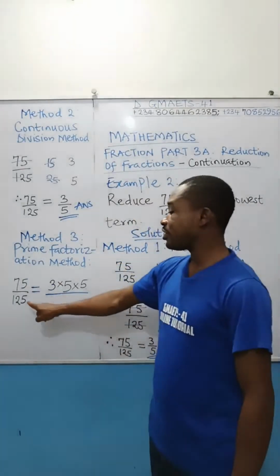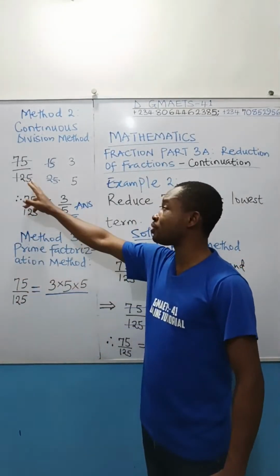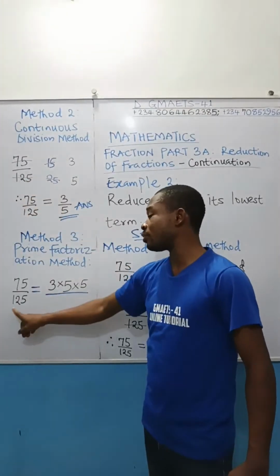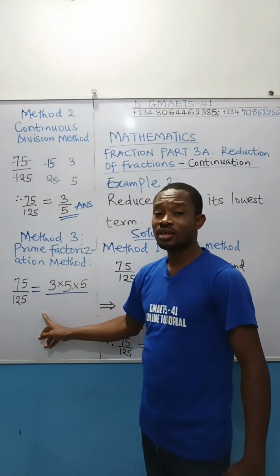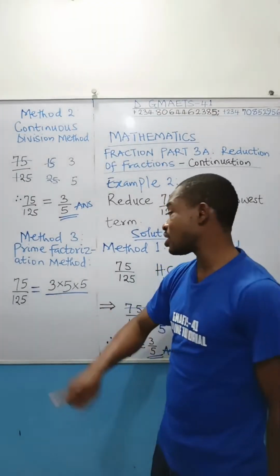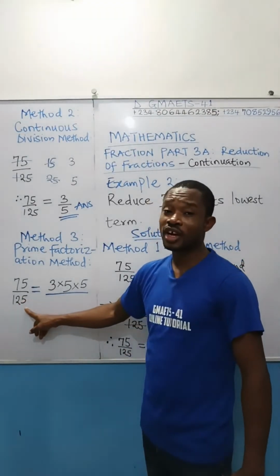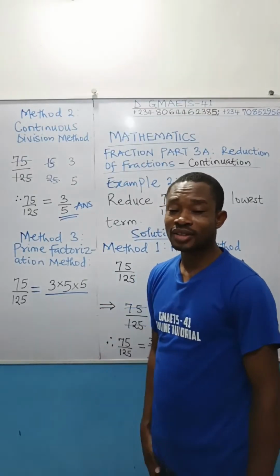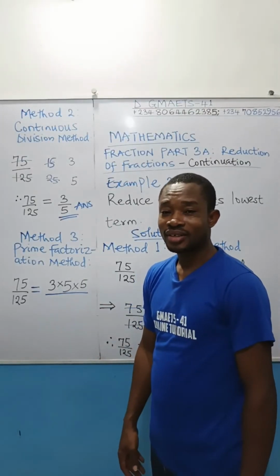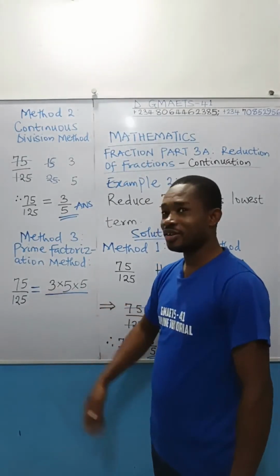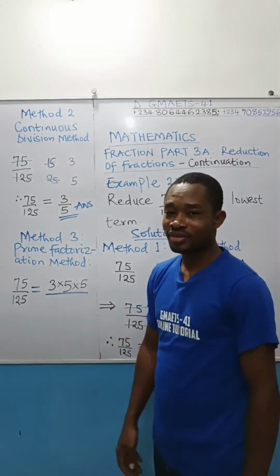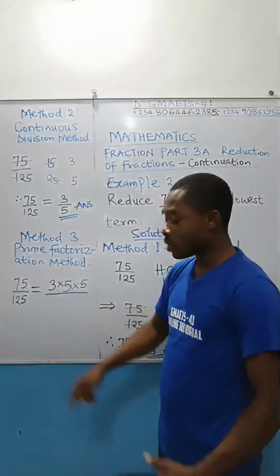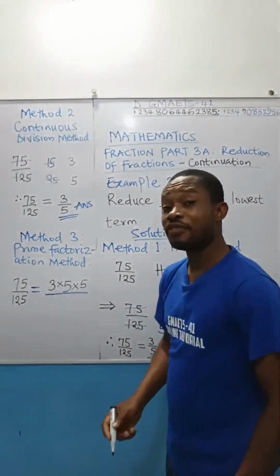So 2 cannot divide. 3 cannot divide 125. I've already proved it here for you. If you add 1 plus 2 plus 5, you get 8. Since 3 cannot divide 8, it means that 3 cannot divide 125. 4 cannot. Once 2 cannot divide a number, 4 does not even have any place. The first smallest number that can divide 125 is 5.